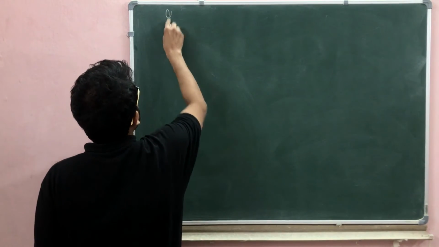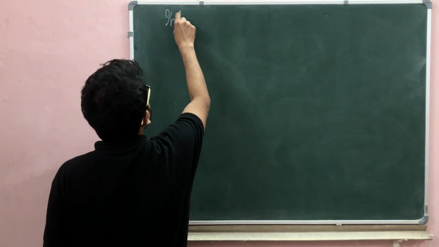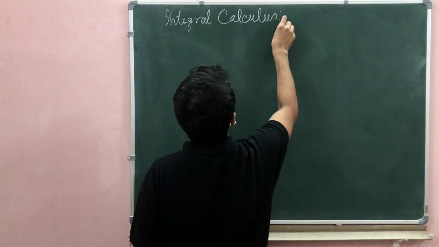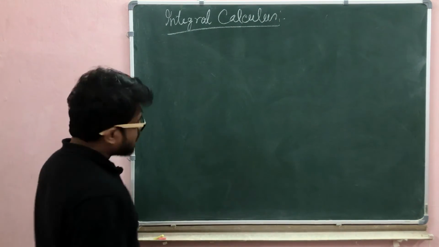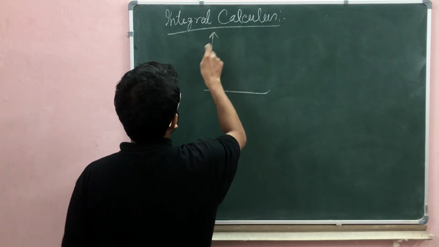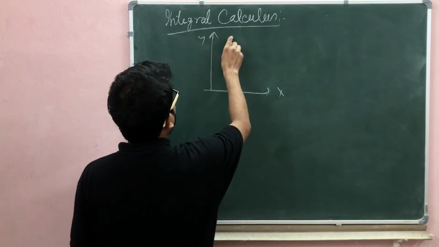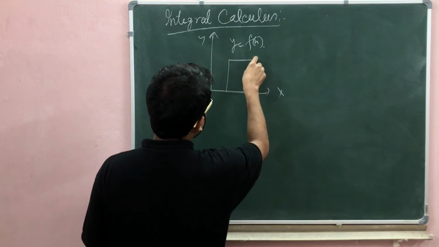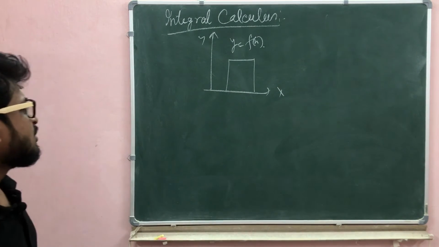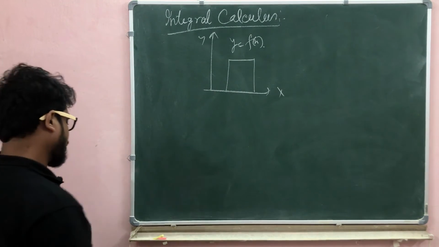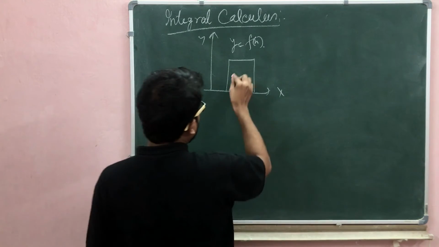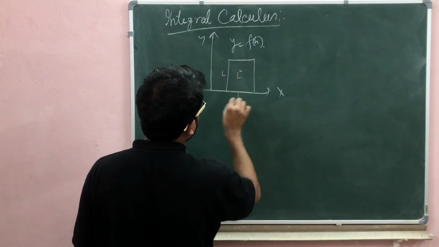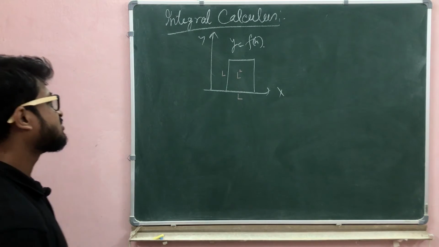Next is integral calculus, or called integration. Choose a graph, that is a y and x axis, and if the curve is y equal to a function of x and its curve looks like a square shape. We know that the area of the square is side squared, or L squared. If one side is L, the other side also becomes L. So the area of that curve is L squared.